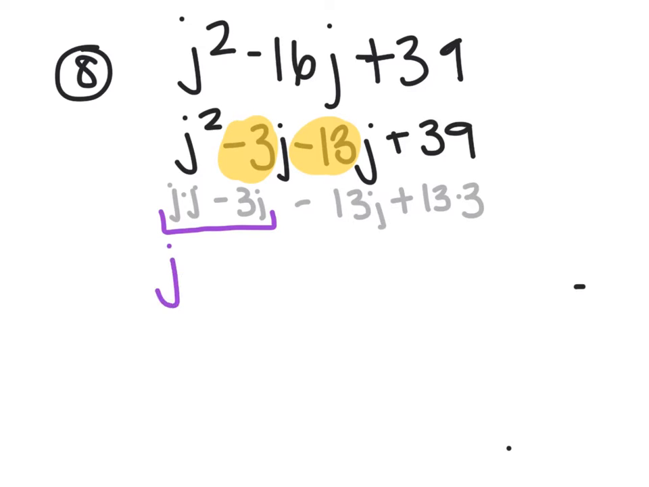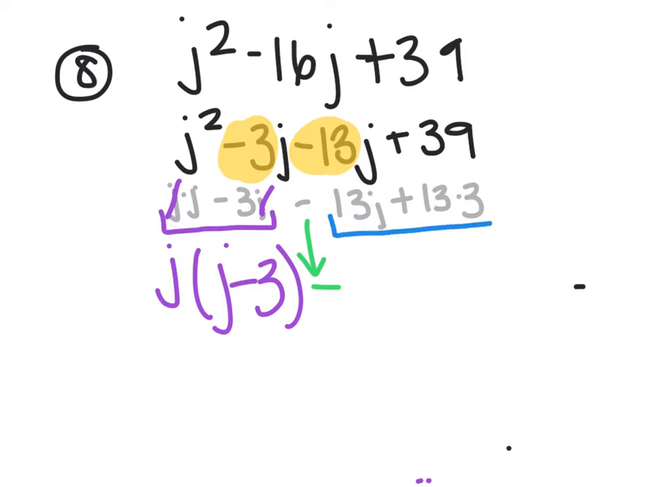Notice they both have a j in there, so I'm going to take that out, and I'm left with j minus 3. Then I'm going to bring down this sign, always, minus. Then I look at my next two pieces, my 13j and my plus 13 times 3. Both have a 13 in there, so if I take that 13 out, I'm left with j. Because I put a minus on the inside, I've got to change the sign on the inside. It was supposed to be plus. I'm going to make it minus 3.